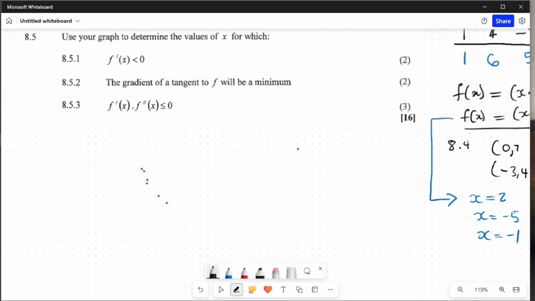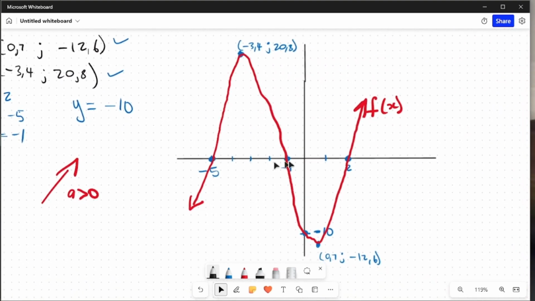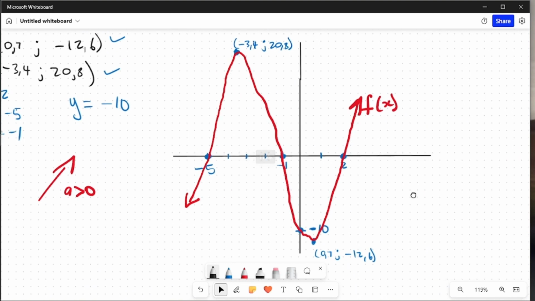Okay, now these are serious questions. This is 8.5. Use your graph to determine the values of x for which the derivative of f is less than 0. Now, the derivative of f, guys, we're going to use this graph. It's going to get messy. Just bear with me. The derivative of f, please note that it is going to be a parabola.